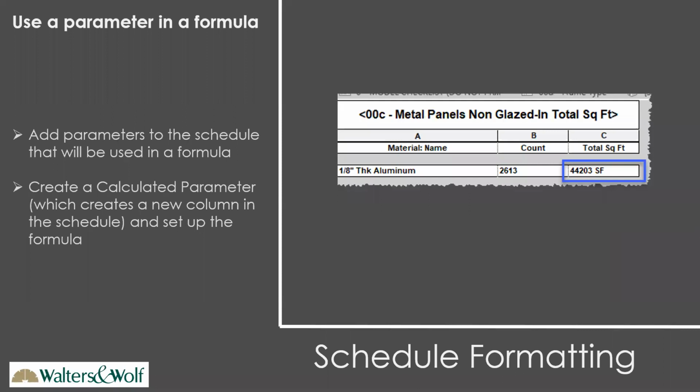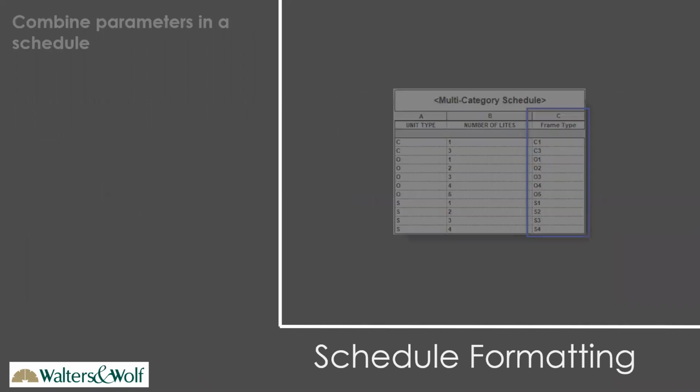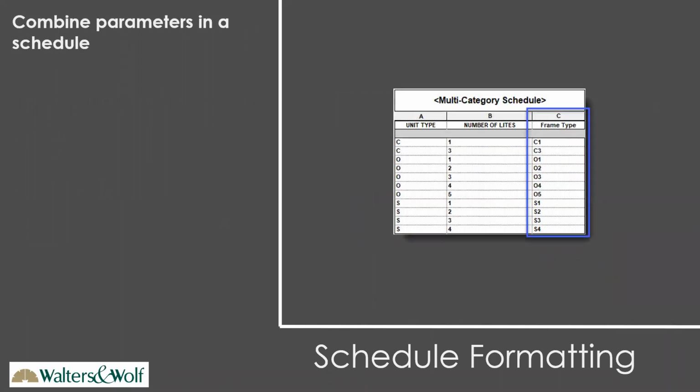So that's one way of doing it, having a formula, and you'll see that it creates another column, that total square feet. This is an example of combining parameters in a schedule. So I have unit type and I have unit or number of lights. And we use this at the bid phase to understand the shop labor cost for the frames. So they're either custom, oversized, or standard, and then they have however many lights.